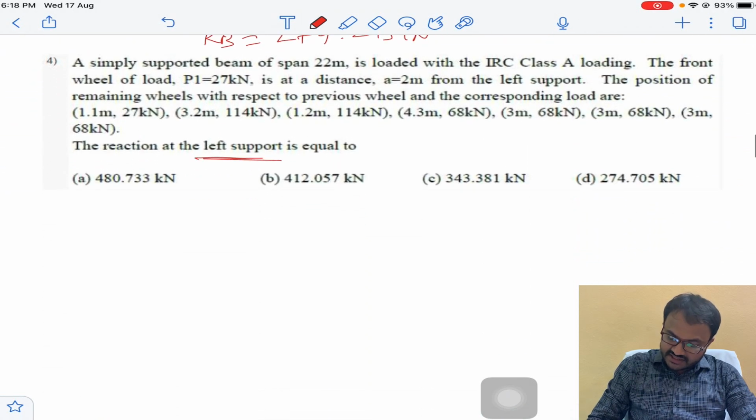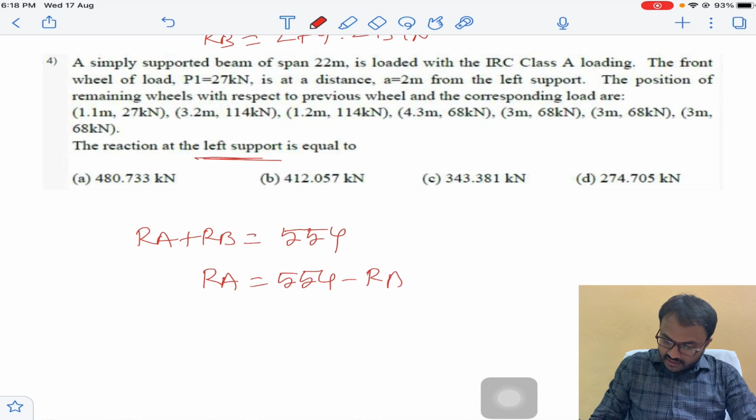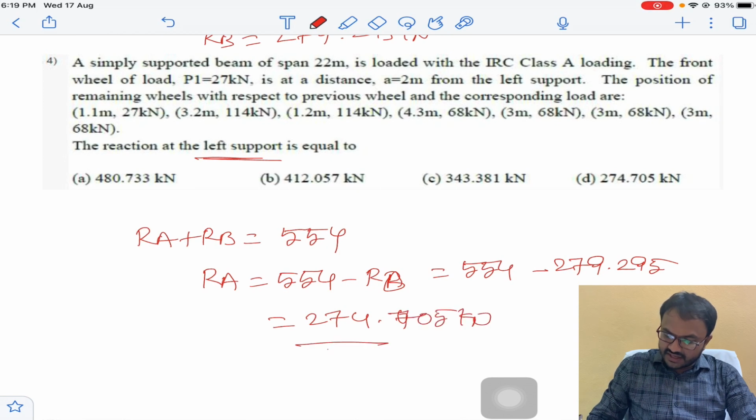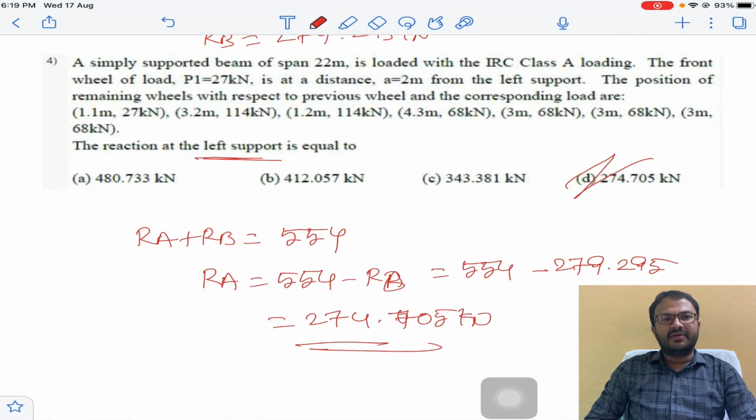Next question. He asked for the left support reaction. We know already RA plus RB is equal to the summation of all the loads. Summation of all the loads is equal to 554. So to calculate RA, that is 554 minus RB. So what is RB? 554 minus 279.295. So you will get 274.705 kilonewton. Okay, so very simple. RA plus RB is equal to the total of all the loads. That sum we got, it is already R as 554. Clear? So for question number 4 it is answer D.